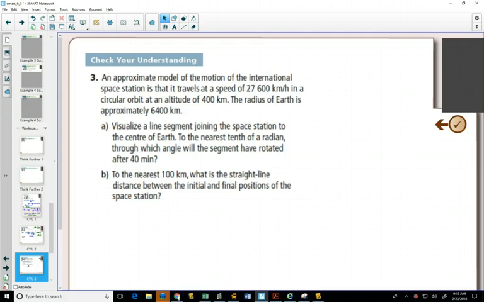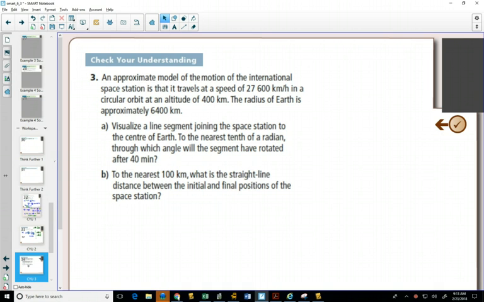First thing you probably notice in this question is there's a lot of words. In questions with a lot of words, the best strategy is to read all the words first, read the whole thing through. So we've got an approximate model of the motion of the International Space Station: it travels at a speed of 27,600 kilometers per hour in a circular orbit at an altitude of 400 kilometers. The radius of the Earth is approximately 6,400 kilometers.